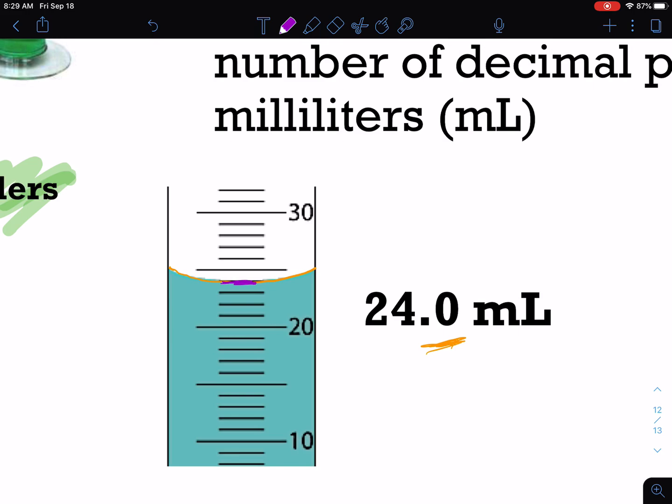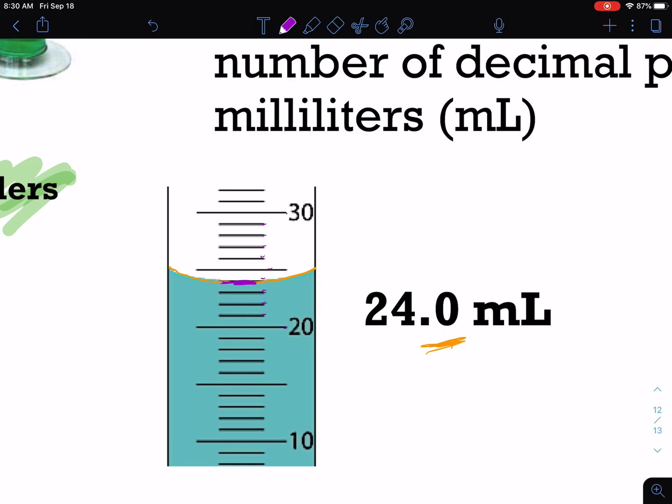That sometimes can be a problem. Some of them go up by 0.2, some of them go up by 0.1. You've got to pay attention to how much each one of these tick marks goes up by. Some of them go up by 1. So in this case, this goes up from 20 to 30, so we have to figure out how much each one is. So 20, 21, 22, 23, 24, 25, 26, 27, 28, 29, 30. So this one goes up by 1 every time.